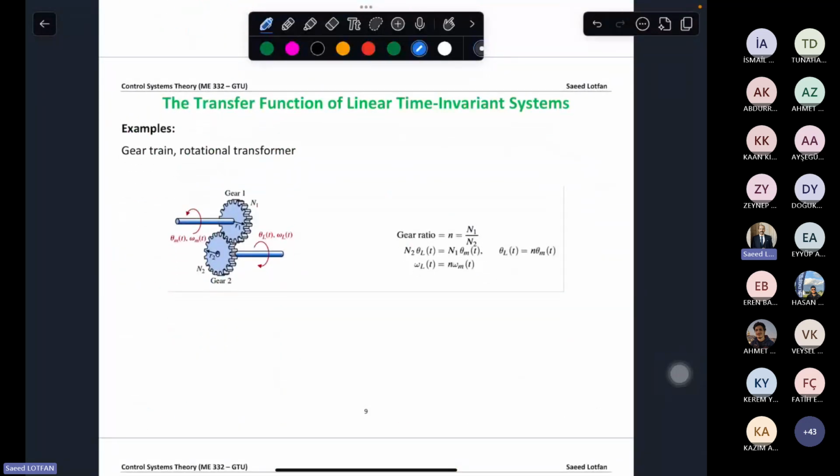So I have now here given some examples about gear trains and rotational transformers. So we discussed these relationships, like n is the gear ratio if we have. So here it's using the small n value to show all the relationships, but all of them are discussed so far.